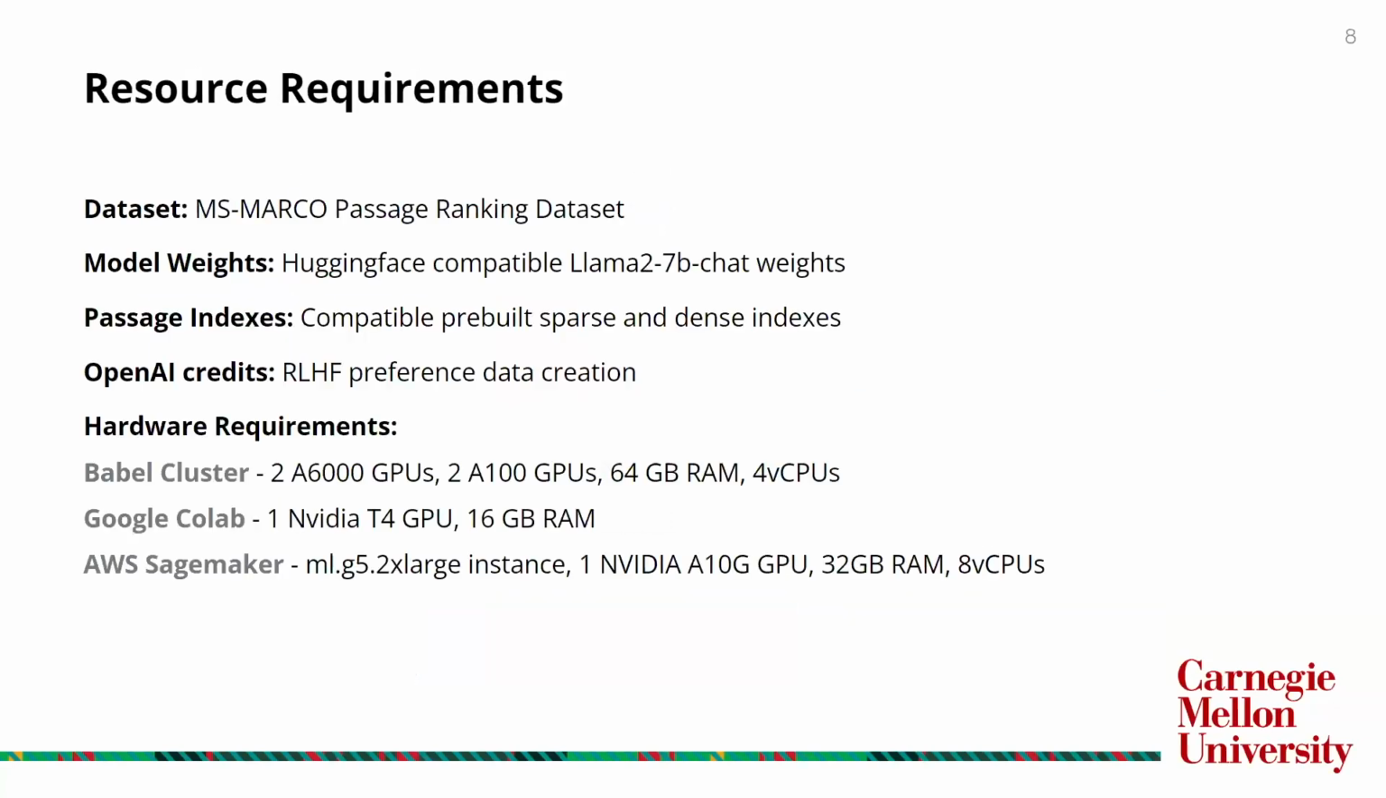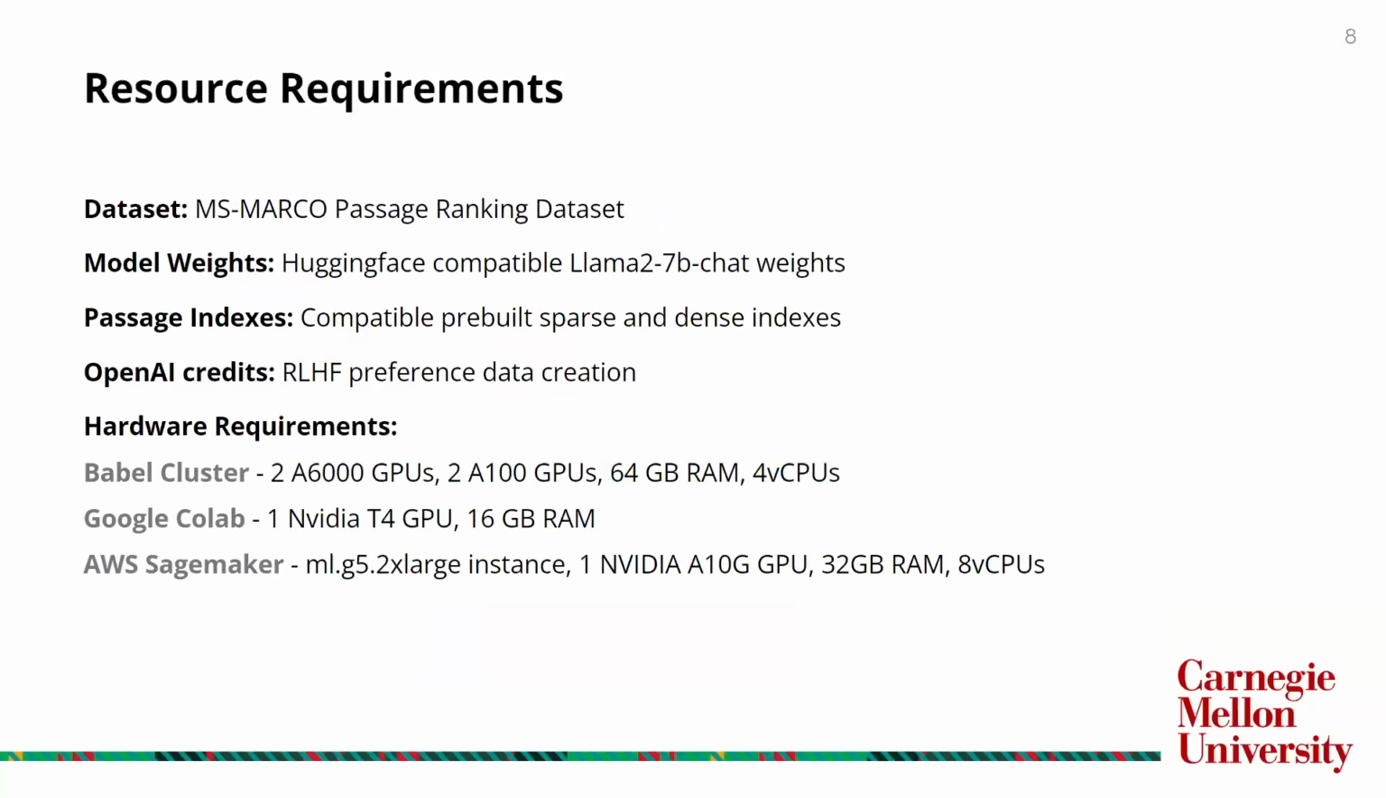So here are the resources that we used for our system. For our data set, we use the MS Marco passage ranking data set. For the model inferencing and fine tuning, we requested access to Llama's model weights from Meta. For our sparse and dense retriever systems, we required the pre-built indexes to be downloaded locally, and these indexes needed to be compatible with both the model and the data set.